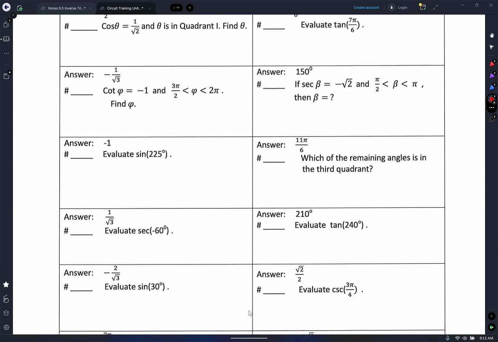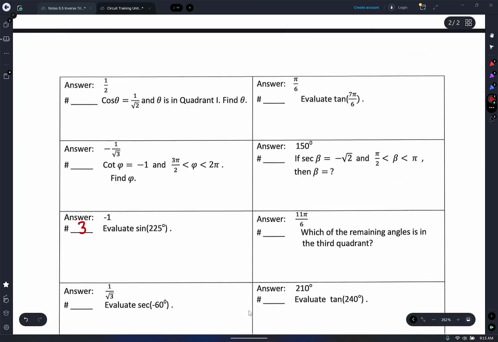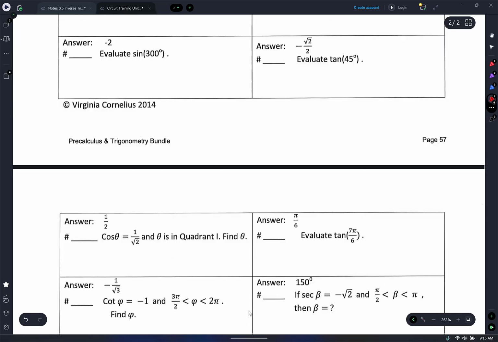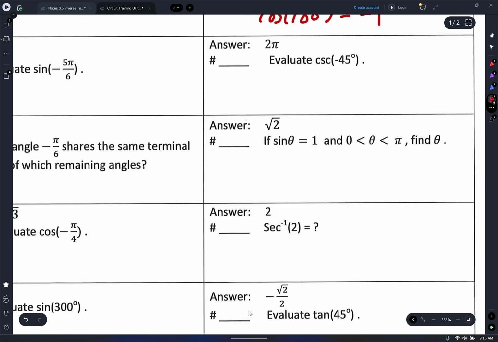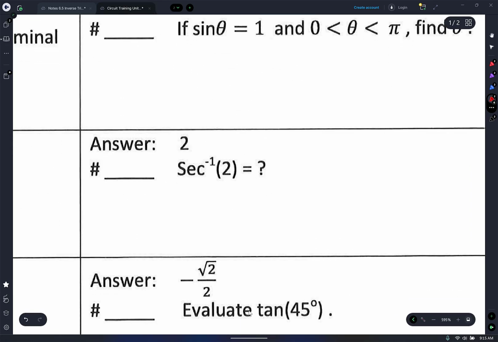So I call this number what? 3. And it says, well, okay, I'm going to stop right here. But there is one that I wanted you guys to look at. It's this one right here that says answer 2 and arcsecant 2. Yes, sorry. But I've only done 2 questions, so don't worry. You can start from scratch. I'm going to go slow for this.